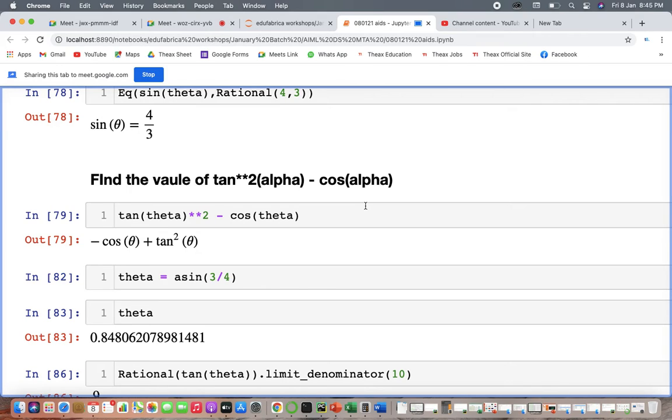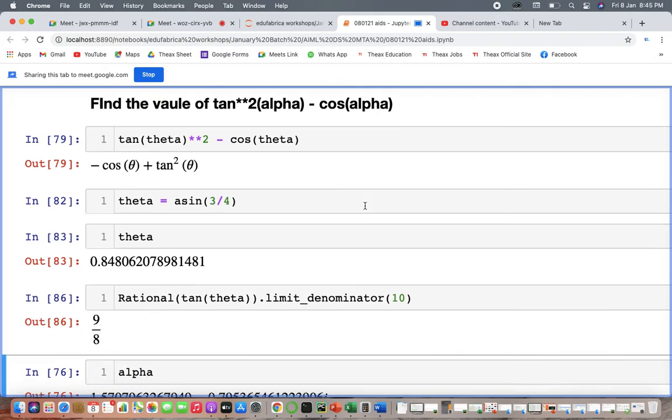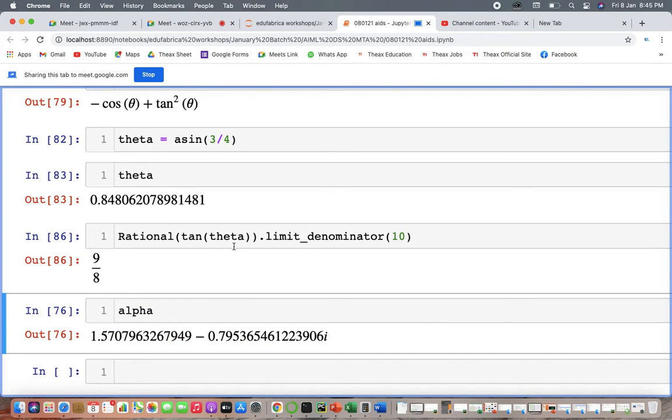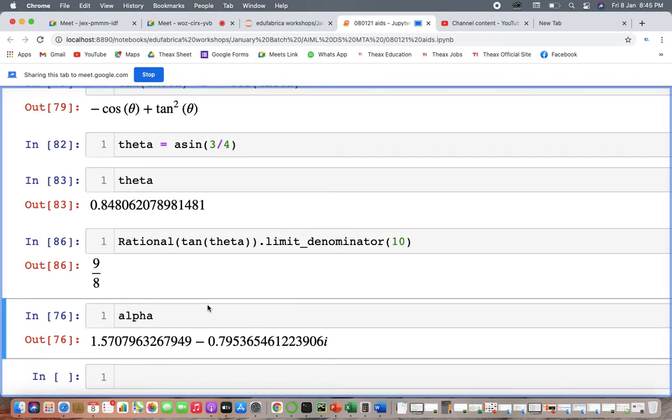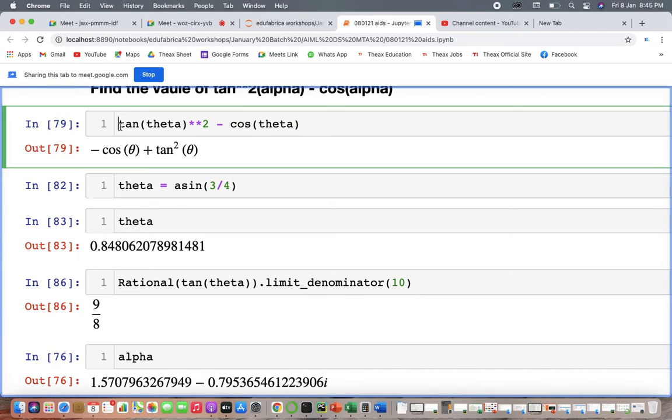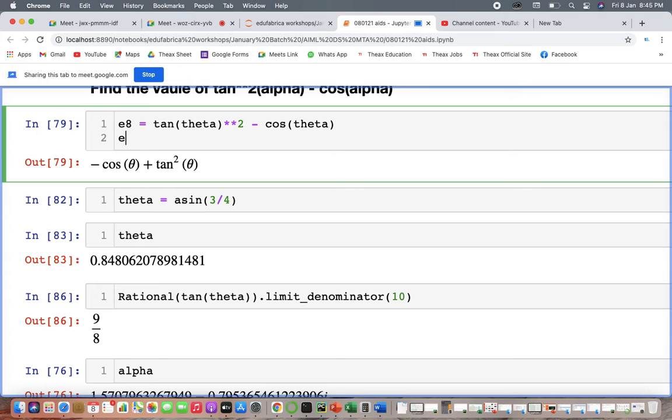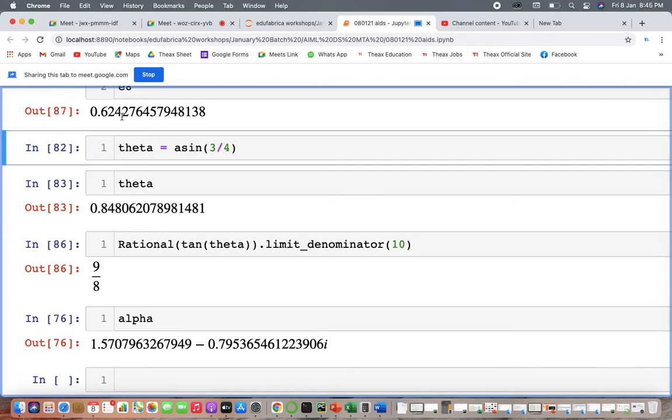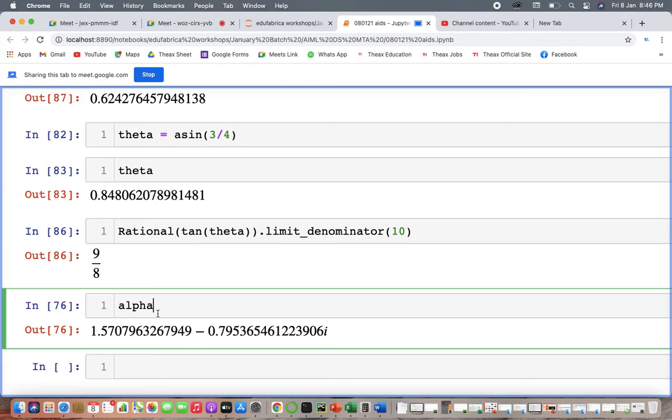It's going to give you that. That is the value, yeah. So that is the problem. Yeah, then it's fine. So this is your tan value, right? So you can put that theta value down now, and you can get the expressions, let's say it has to be e8. And then you can write the things e8.